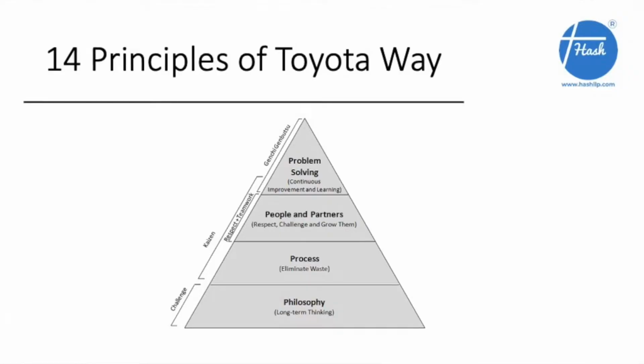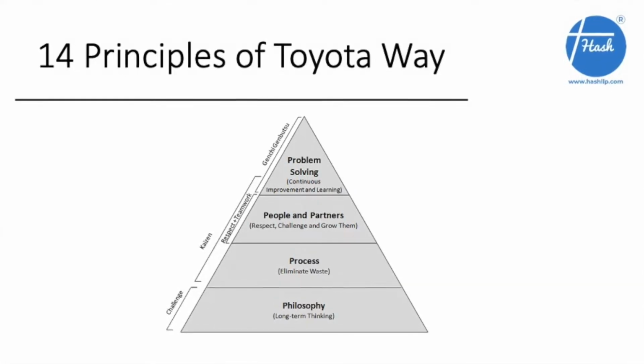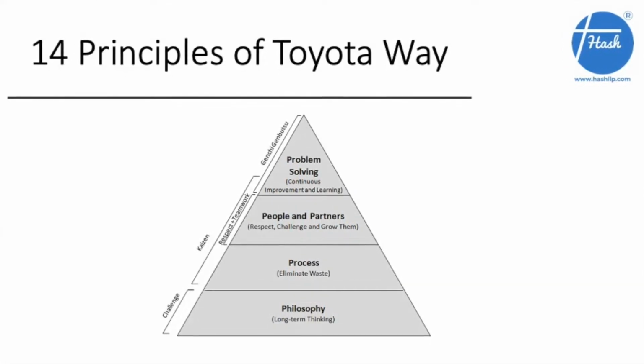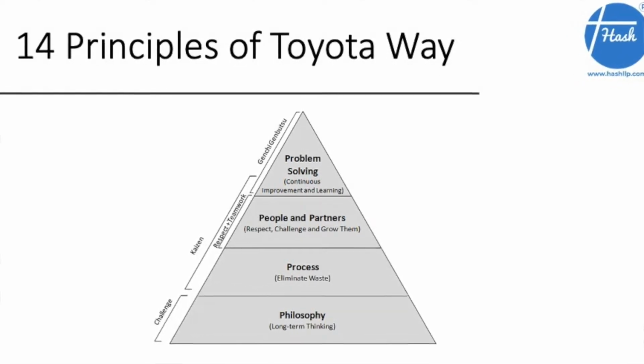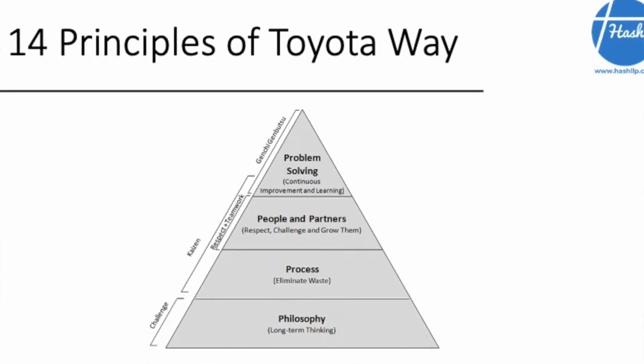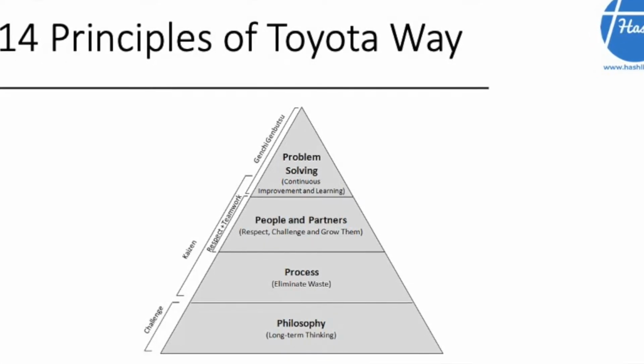The 14 principles explained in The Toyota Way can actually be grouped into 4 major categories. The first one is the philosophy. The second one is the process, setting the process right. The third one is people and partners. And the fourth is the problem solving methodology. So we can call it a 4P approach: philosophy, processes, people and partners, and then problem solving.